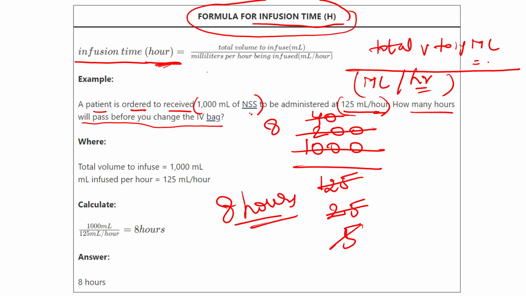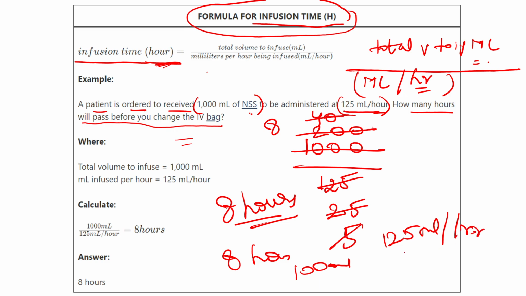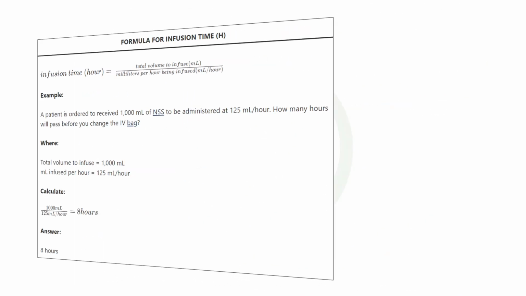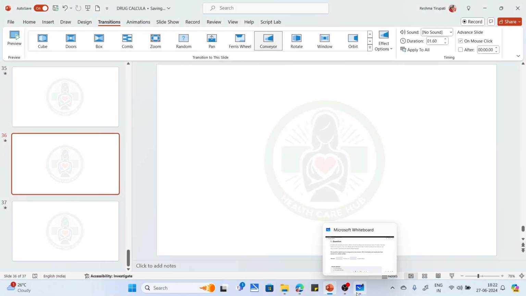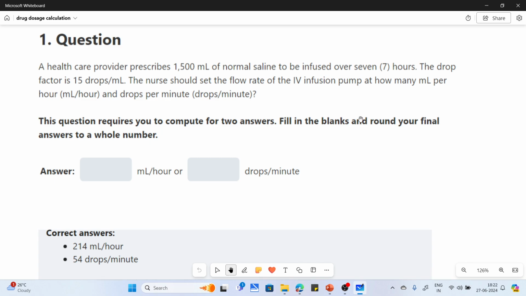Clear? So around how much time will it take to pass before you change the IV bag? Around 8 hours if we are infusing 1000 ml of normal saline at the rate of 125 ml per hour. Clear? Any doubts? Now we will go with the real calculation. Okay, this is the first question.